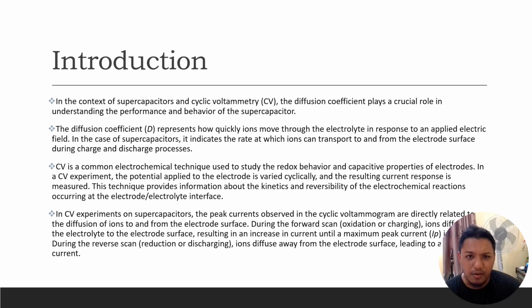During the forward scan, which we call the oxidation or charging process, the ions diffuse from the electrolyte to the electrode surface, resulting in an increase in the current until the maximum peak current. We call that Ip. And vice versa, during the discharging or reduction process, ions diffuse away from the electrode surface, leading to a reduction in the current. So it's a vice versa process.